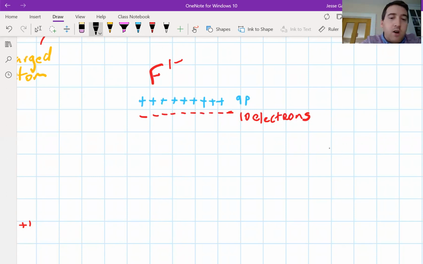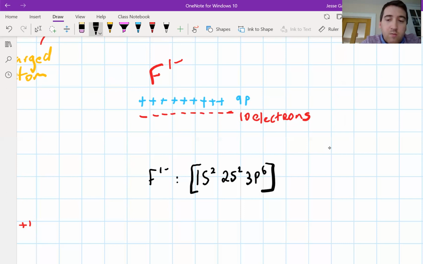Okay, so what are we talking about here? We're talking about F1 minus. And the configuration is, well, we've got to get 10 electrons. So 1s2, 2s2, that's 4 electrons, 2p6. That's 10 electrons, that's exactly right. But we don't want to leave it like that. We want to show that this is an ion. So we're going to go square brackets and a 1 minus like that. So if you got that right, well done, take it. If not, make your corrections now.